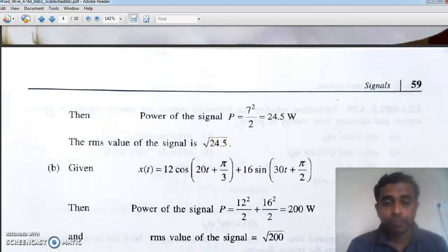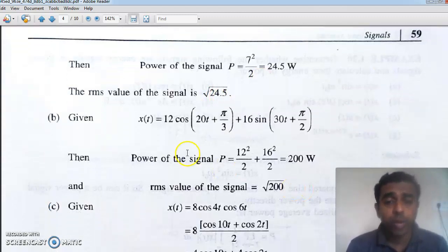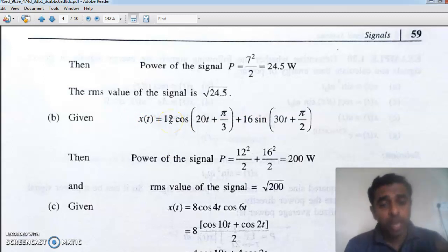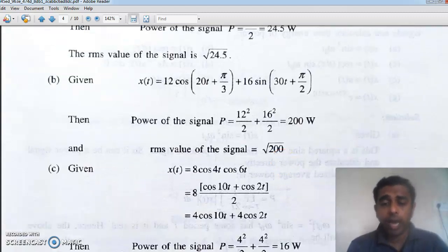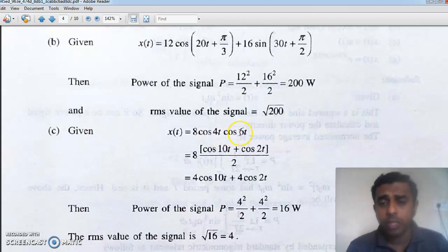Likewise, you have the next one, 12 cos and 16 cos. These are two component signals. When these two signals are added, you have x of t. So what is the average power? Here you have A square by 2 plus another A square by 2, where A is 12 here, A is 16 here. So 12 square by 2 plus 16 square by 2 is equal to 200 watts. So the RMS value of this combined signal is root of 200. Likewise, you can solve this problem also. You apply the basic trigonometric formula, you get this one, and then you can find the average power, it is 16 watts, and the root of 16 is the RMS value, that is 4.